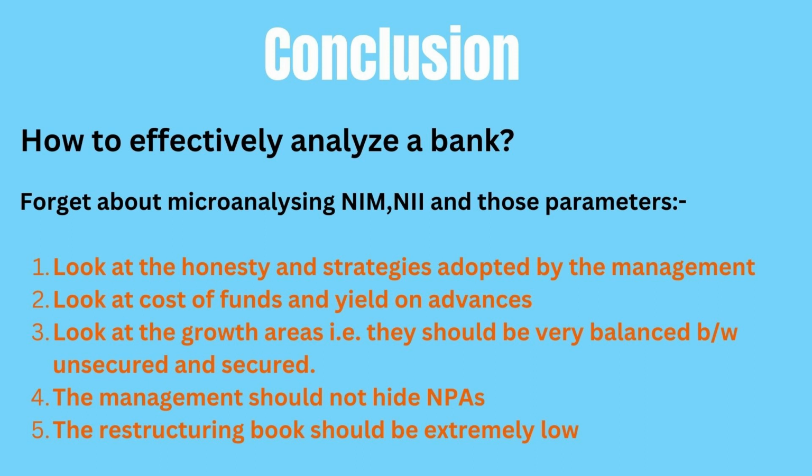Cost of funds and yield on advances is one of the biggest factors that shows you the amount of risk that you can see on the books of a bank. Lower the yield, lower the risk on the book, higher the valuation you can pay for a bank. Higher the interest rate that the bank carries on their books, lower the valuation that you should pay for the bank. You should look at the growth areas of the bank, secured, unsecured, as I have already said to you. The management should not try to hide NPAs, and the restructuring book should be really very low. So these are all the important factors that you should be looking at while analyzing a bank.